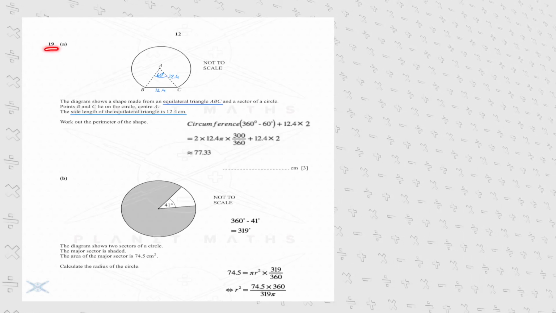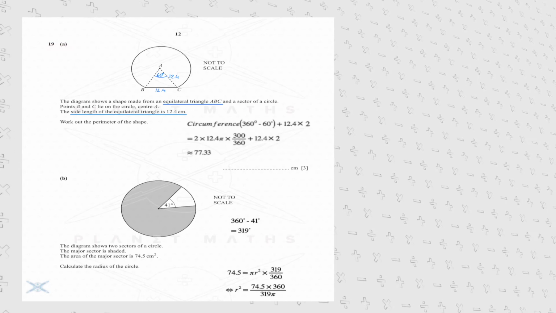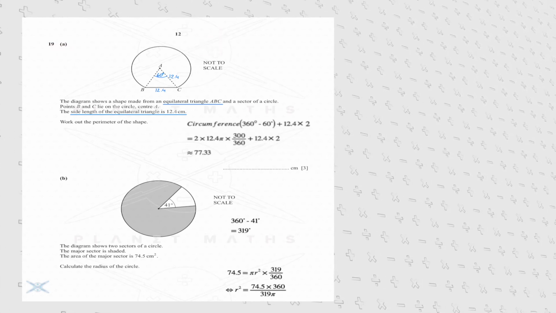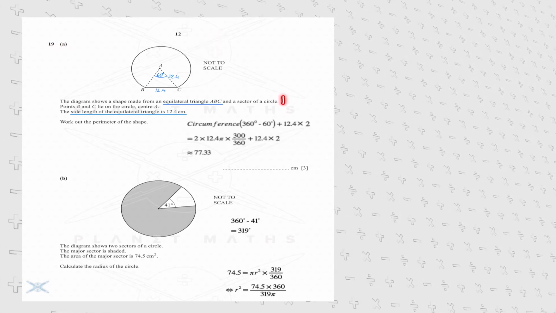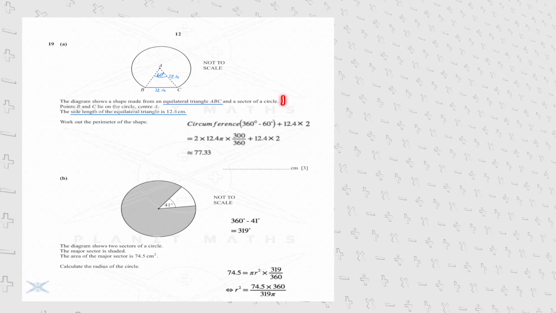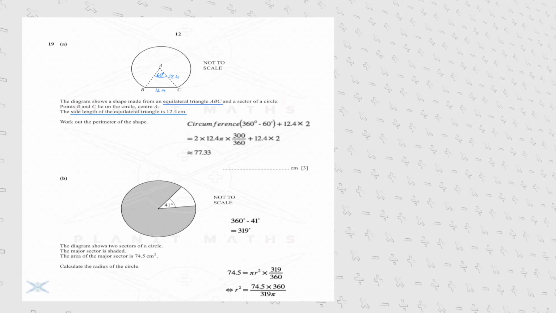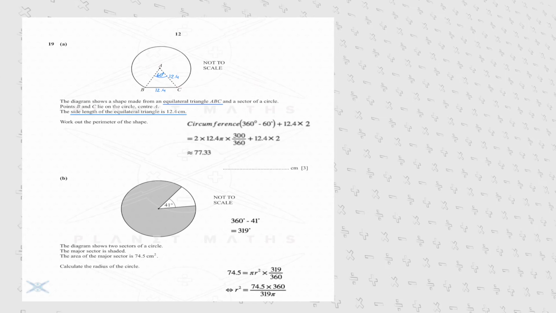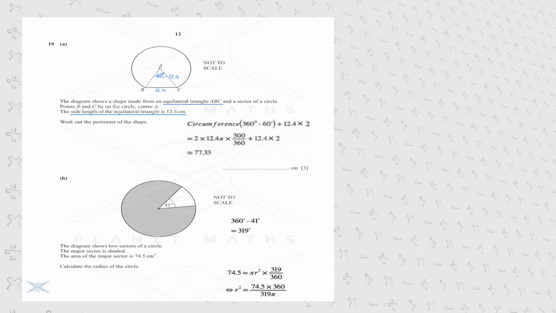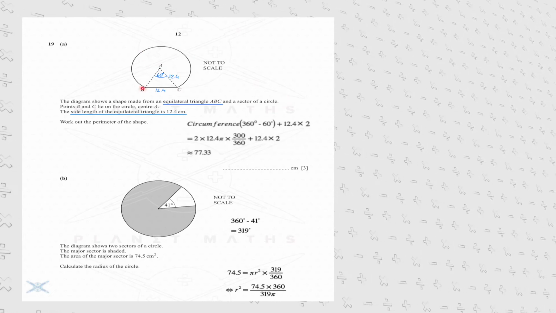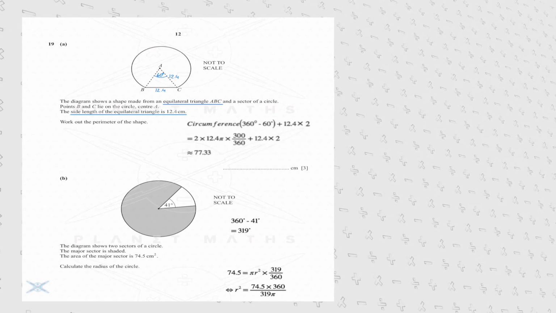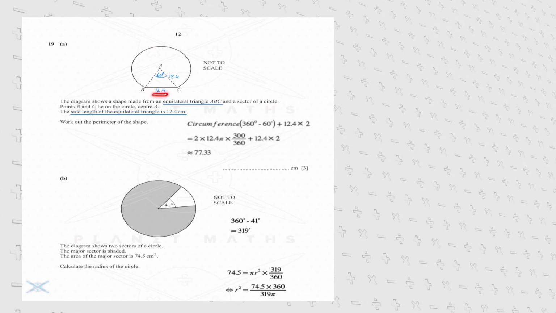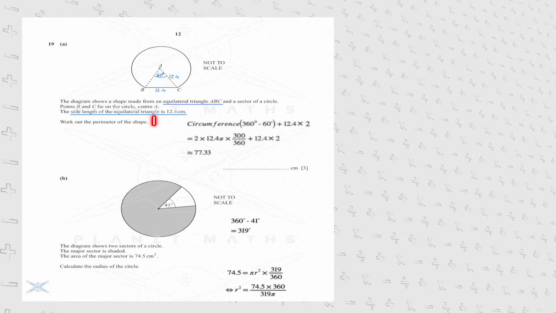Moving forward to exercise 19, where in part A we are provided with the following diagram, and it's said that it shows a shape made from an equilateral triangle ABC, equilateral meaning that all of the sides have the same length, and a sector of a circle. Points B and C lie on the circle center A, and the side length of the equilateral triangle is 12.4. We are supposed to work out the perimeter of the shape.